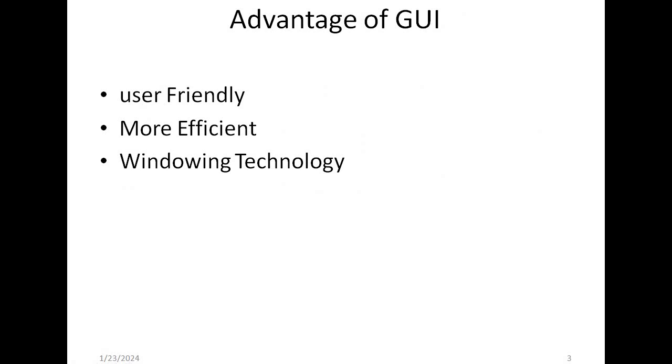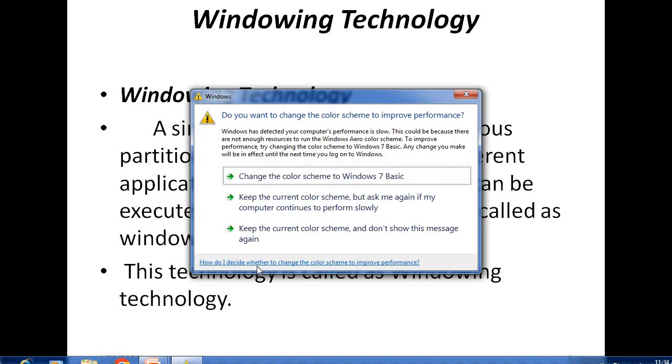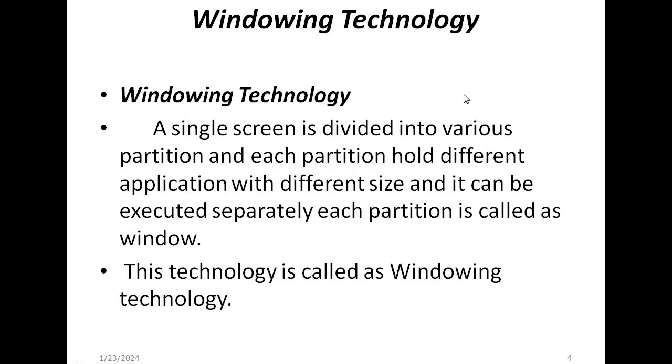So coming to the advantages of GUI, as I mentioned earlier, it is very user friendly and more efficient, and there is windowing technology. Let's see about those things. Windowing technology means the single screen is divided into various partitions, and each one will have different applications in different sizes, which will be easy for the user to handle. These partitions are called windowing technology.